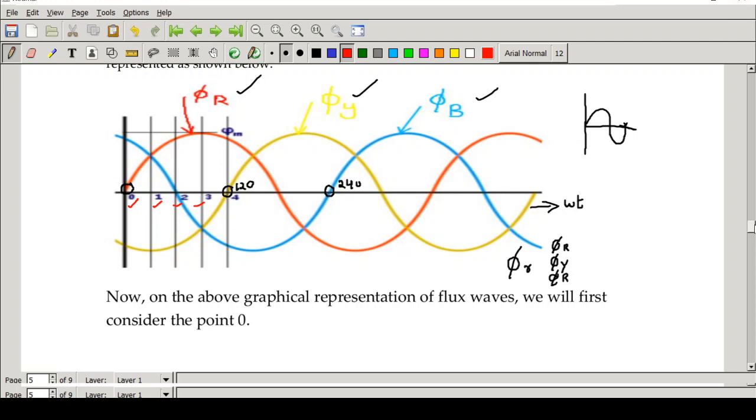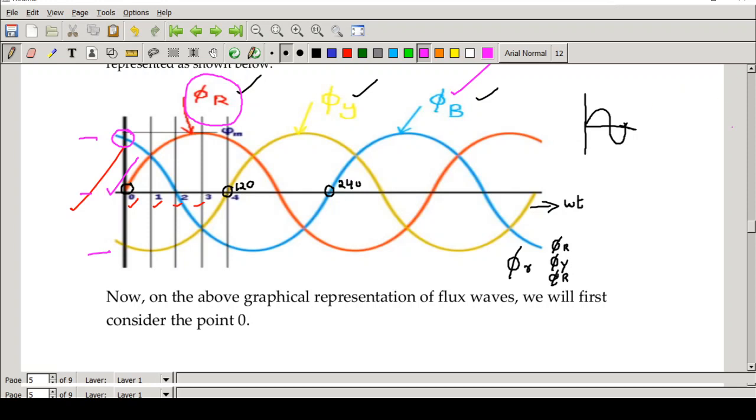First we will take omega t equal to 0. Let us consider this point, omega t equal to 0. What is the flux in the red phase? This is 0. You can see from here, this is 0. What about the flux in the blue phase? You can see that the blue phase is having some positive value here. What about the yellow phase? The yellow phase is having some negative value. So from the waveform, we know that phi r is 0, phi y is negative, phi b is positive.